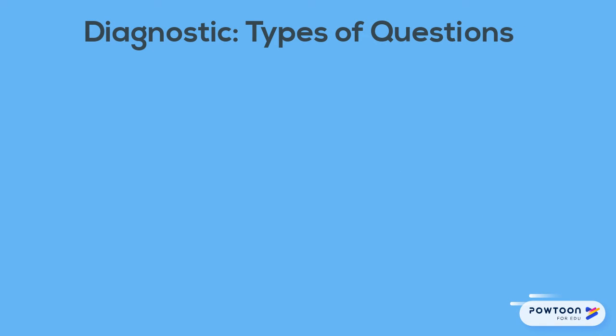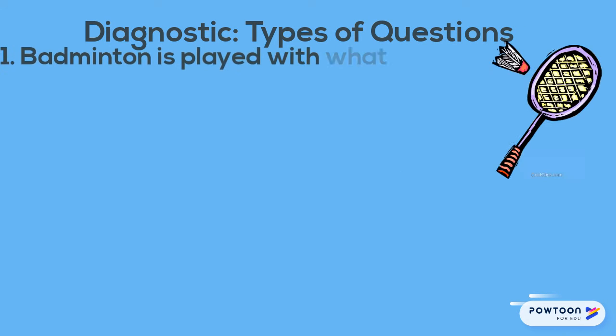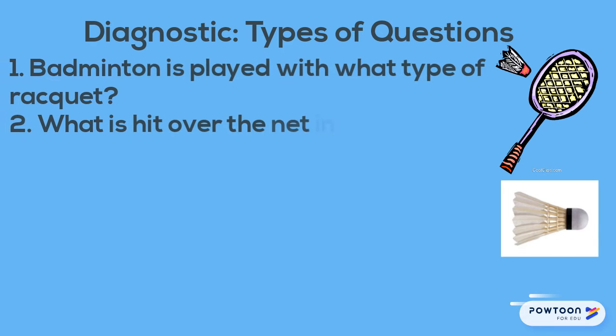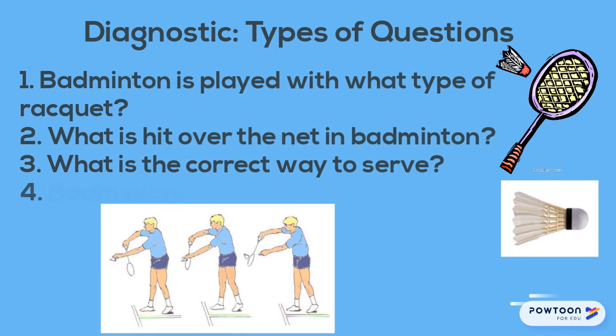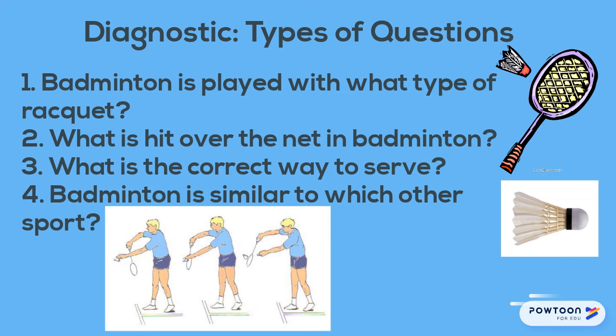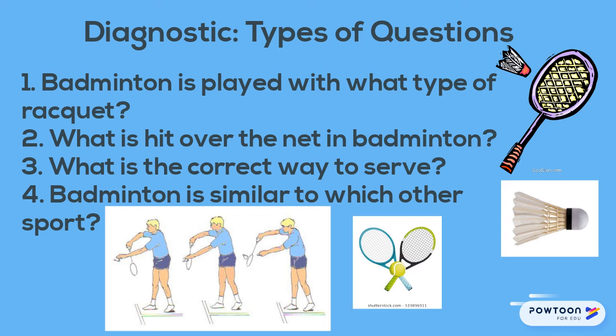The types of questions are as follows. Badminton is played with what type of racket? What is hit over the net in badminton? What is the correct way to serve? Badminton is similar to which other sport? Students will talk to a shoulder buddy regarding these questions.